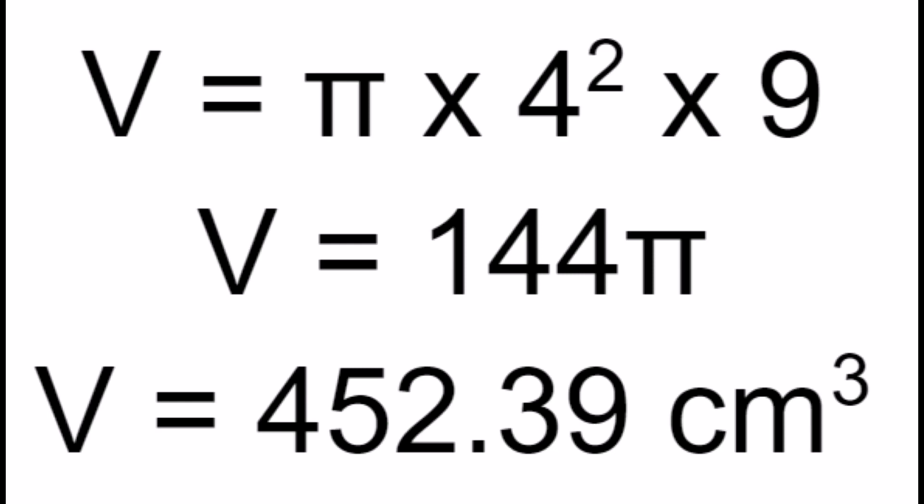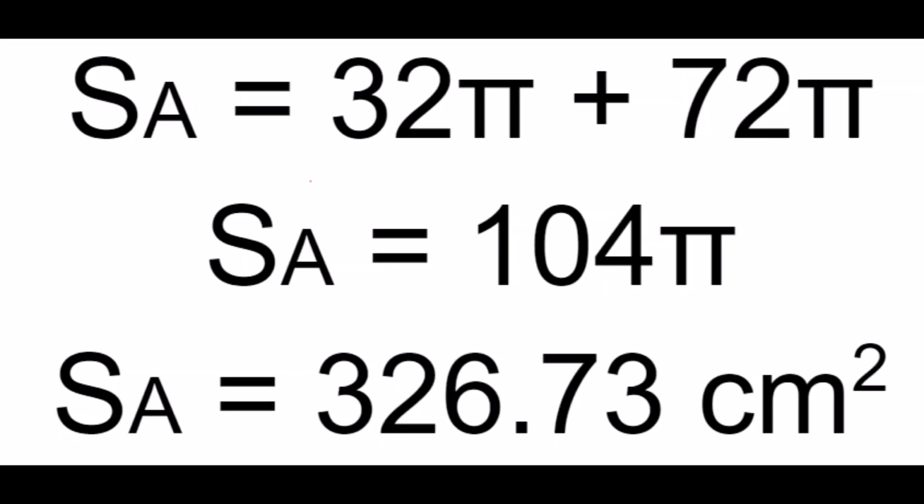Let's start with the volume. The volume is pi times the radius squared times the height. The radius squared is 16 and the height is 9. This gives us that the volume of the cylinder is 144 pi, or about 452.39 cubic centimeters. The surface area is 32 pi plus 72 pi, which is 104 pi, which comes out to about 326.73 centimeters squared.